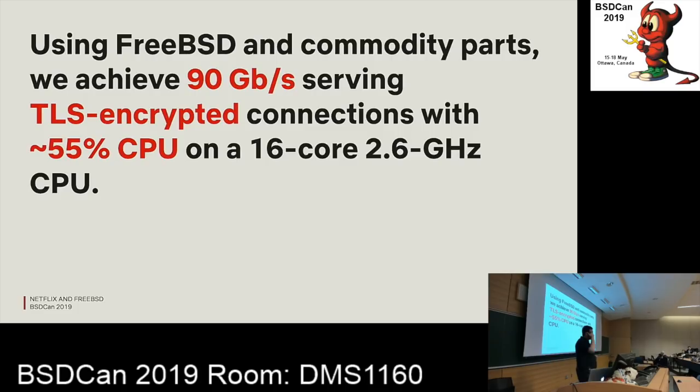Using FreeBSD and commodity parts, we achieve 90 gigabits per second, serving 100% TLS encrypted connections with about 55% CPU use on a 16-core 2.6 gigahertz CPU. That was measured with actual clients, so this is a real-life test. You know, we stuck this in our network, and real clients were downloading real videos from it. There's nothing contrived about it.